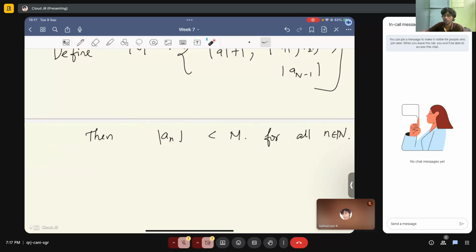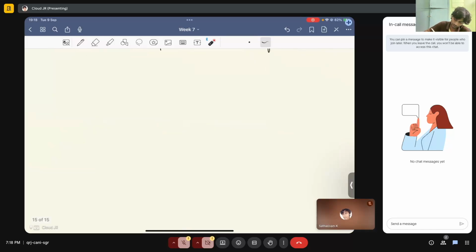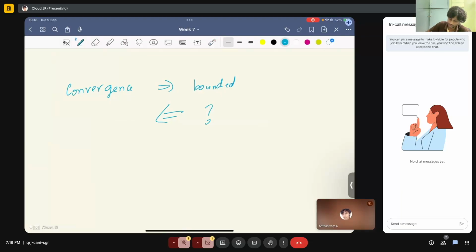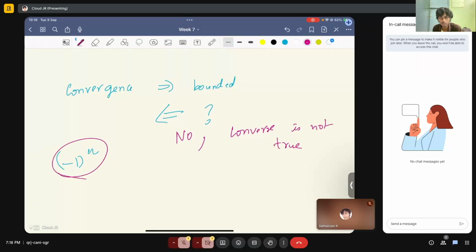Now the question is, I have a sequence is bounded, so what I know is convergent implies bounded. So now the question is, is the reverse correct? Does bounded imply convergent? And of course we have the example, right? There's a classic example of (-1) power n. It's a bounded sequence. So we'll write here, no, the converse is not true. And this example pretty much tells you that the converse is not correct.